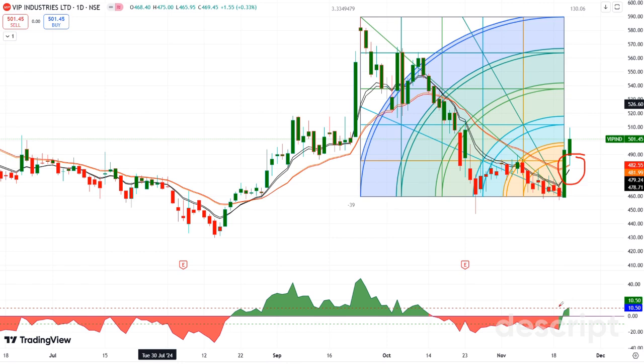And if you draw the Fib Gann levels, the first level which comes and sits is at 520, then followed by 540, then followed by 570, and then followed by 580. So we can see an upsurge in VIP Industries.